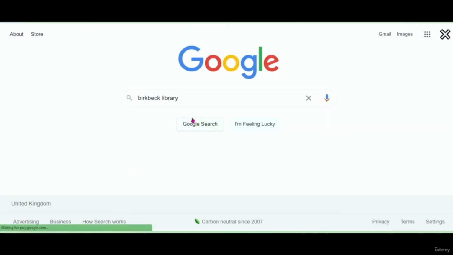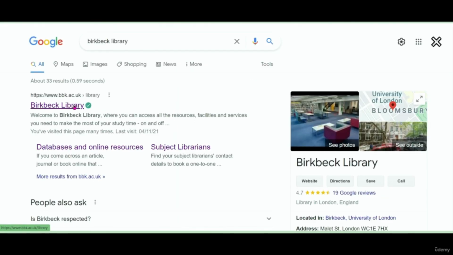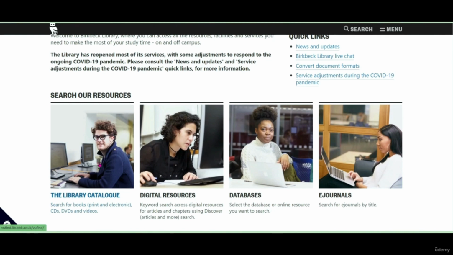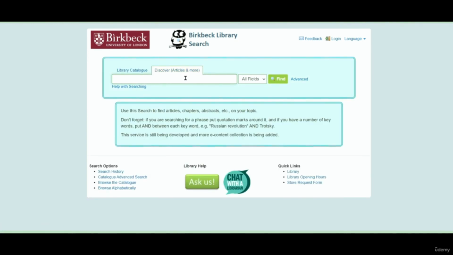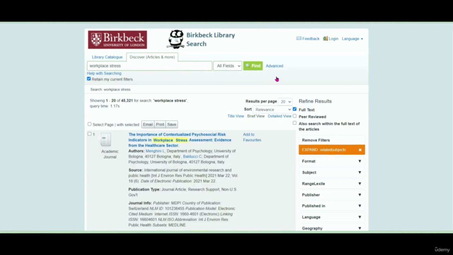So where can we find credible journal articles? Many years ago, students had to search through a whole journal just to find an article. Nowadays, there are easier ways to find a credible article. As a Birkbeck student, you will have access to the library catalogue. Every journal article that you find in this catalogue will be credible and reliable.